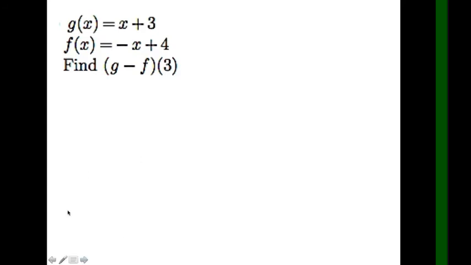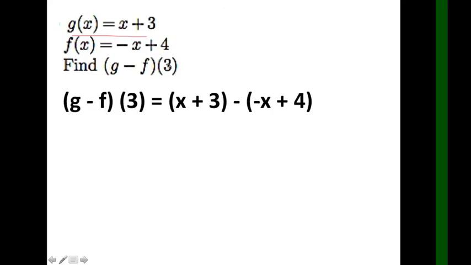Now, let's have the evaluation and subtraction at the same time. So we will subtract, then we will evaluate the given two functions. So we have, for instance, here, I have given g of x equals x plus 3 and f of x equals negative x plus 4. Find g minus f of 3. Okay, so first thing to do is to write the given. So this is our condition, g minus f. So we will start with the g minus f of x. So g is x plus 3 minus negative x plus 4.